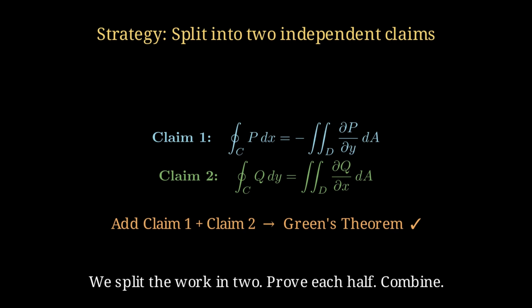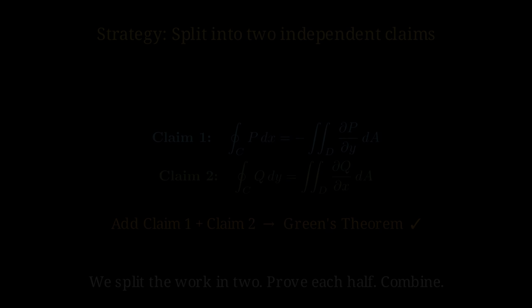And here is the beautiful part. If we add claim 1 and claim 2 together, the left sides combine into the full line integral of P dx plus Q dy. The right sides combine into the full double integral. And we have Green's theorem. So all we need to do is prove each claim independently. Let's go. Let us prove claim 1.